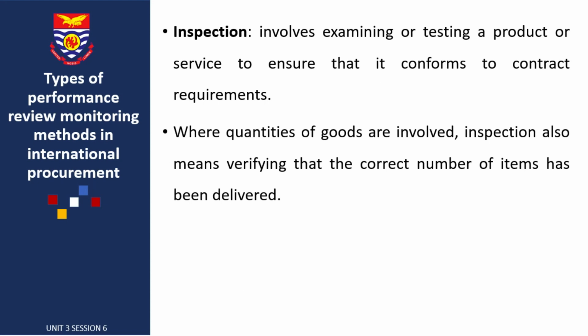Then we come to inspection. Inspection involves examining or testing a product or service to ensure that it conforms to contract requirements. So we are just inspecting or testing the product or service to ensure that they conform to quality criteria. Where quantities of goods are involved, inspection also means verifying that the correct number of items has been delivered. So you are just inspecting to see that whatever you have conforms to the contract requirements.